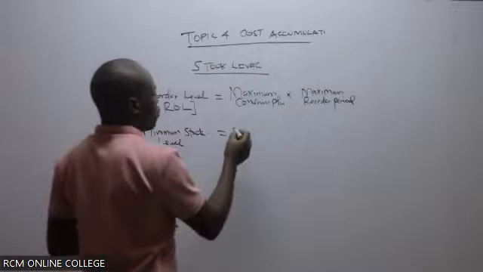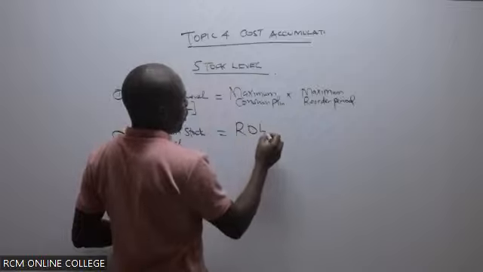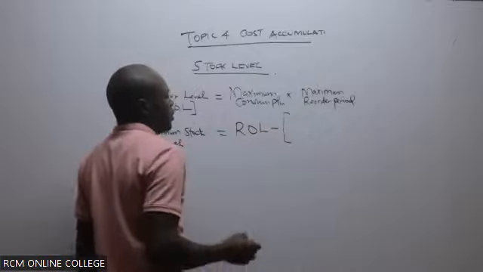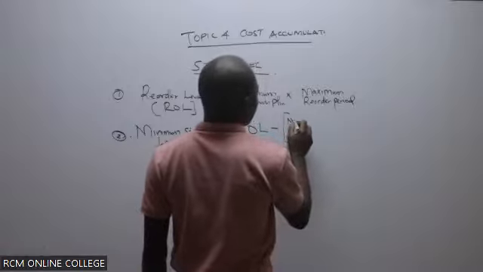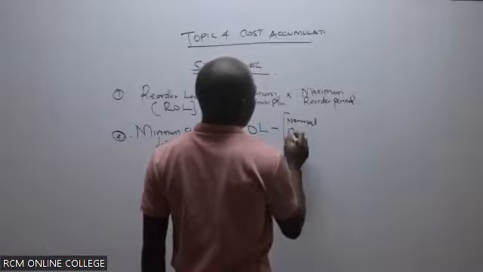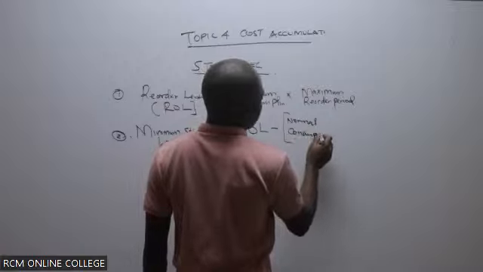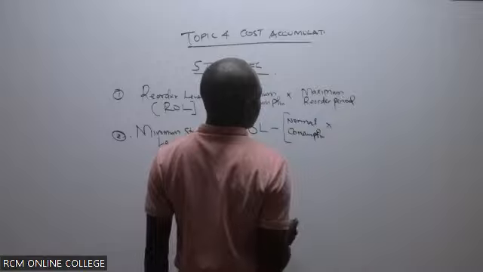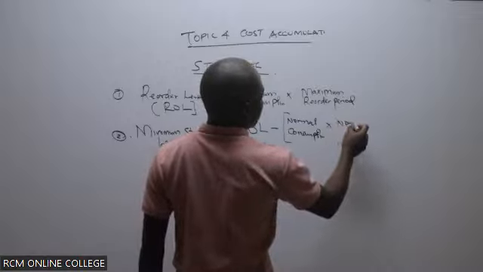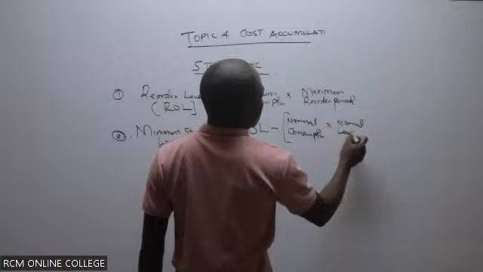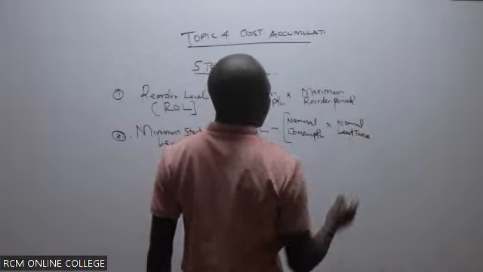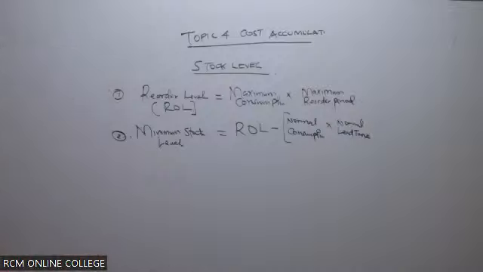Minimum stock level is equal to reorder level minus normal consumption times normal lead time. Minimum stock level is equivalent to reorder level minus normal consumption times normal lead time.